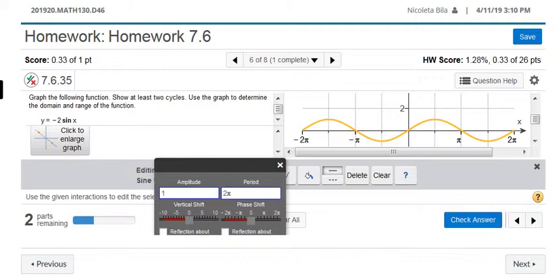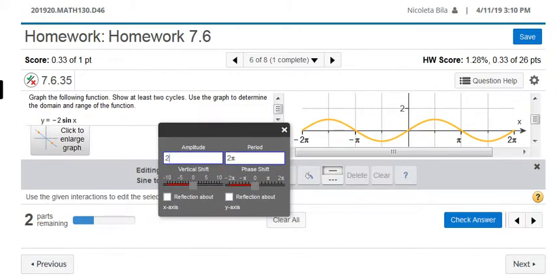But we need to graph -2 sine x. So we take the absolute value of the number multiplied by sine x, the absolute value of -2, and that's 2. We write it here in the box for the amplitude. The fundamental period of the function is 2 pi, so it remains the same.